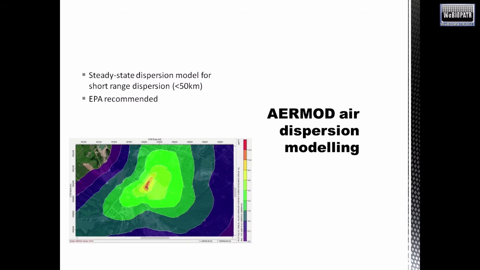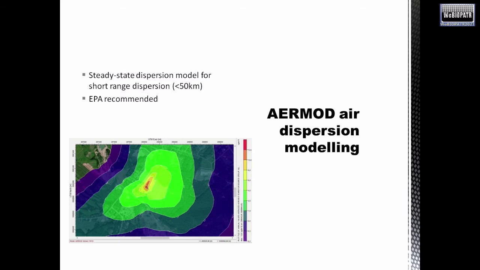The next part of the study was using these emission parameters to estimate the actual pollution put onto the city of Valjevo, and for those purposes we used the AERMOD air dispersion model. AERMOD is a steady state dispersion model that is used for short range dispersion, so less than 50 kilometers in range.